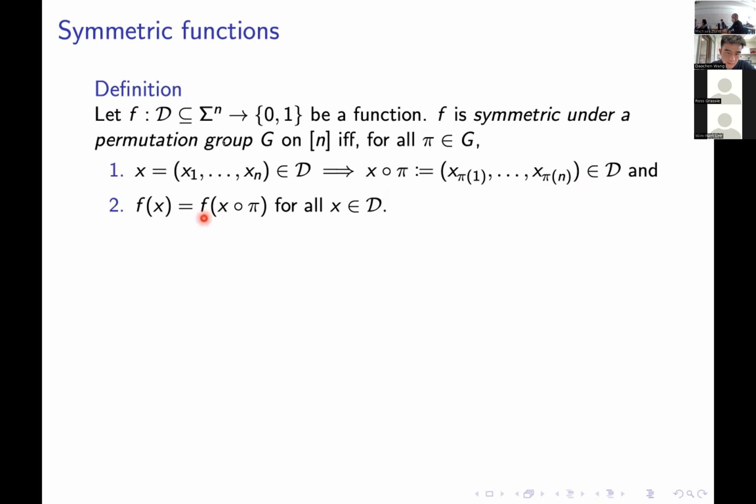I'll just briefly note that the second condition only makes sense given the first condition, because otherwise the permuted version of x, written as x composed with pi, might lie outside the domain of f. So for those unfamiliar with group theory, you can just think of G as a set of permutations of [n] that is closed under composition, meaning that when you compose those permutations, you never end up outside of G.